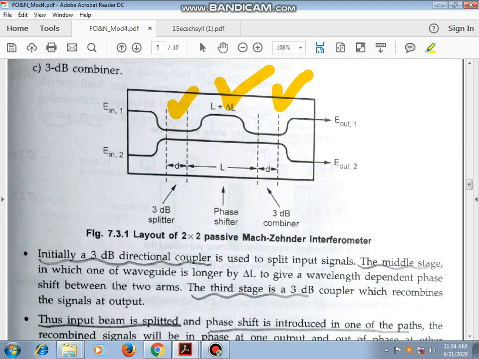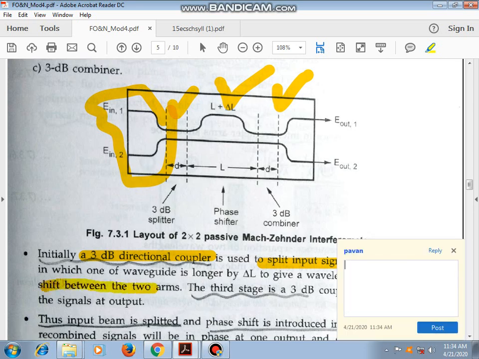First we'll go with the 3 dB splitter, how this 3 dB splitter works. Initially a 3 dB directional coupler is used to split the input signal. This one is the 3 dB directional coupler, used to split the input signal. In the middle stage one of the waveguides is longer by delta L to give a wavelength dependent phase shift between two arms. Here you should observe that it is giving a wavelength dependent phase shift.